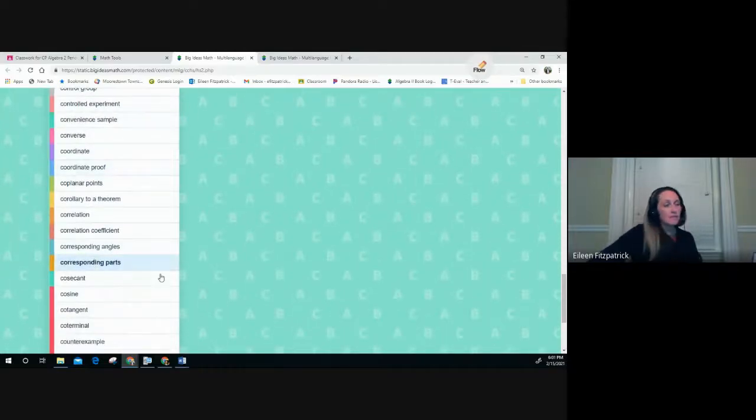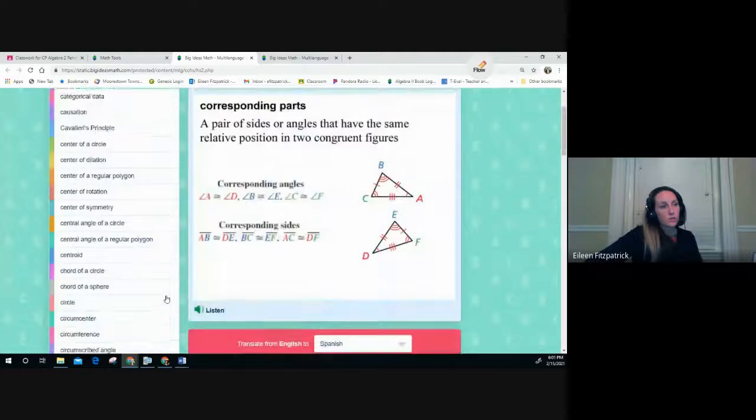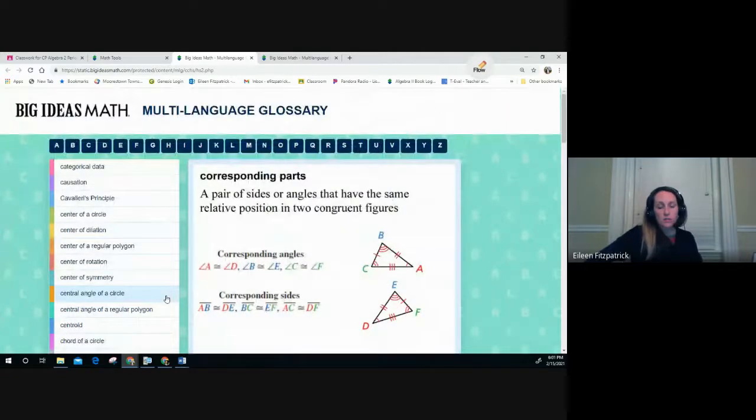Okay. Corresponding parts is next. Now, this is not a new term for us. We talked a lot about corresponding parts when we did our chapter on congruent triangles. So corresponding parts: a pair of sides or angles that have the same relative position in two congruent figures. Okay. So they listed all the corresponding congruent angles and then the corresponding congruent sides of these congruent triangles. Again, that is not a new term for us.